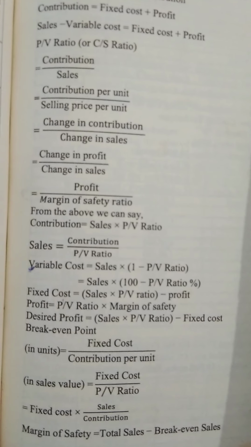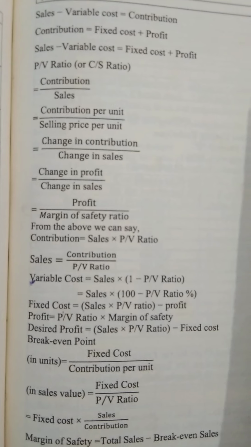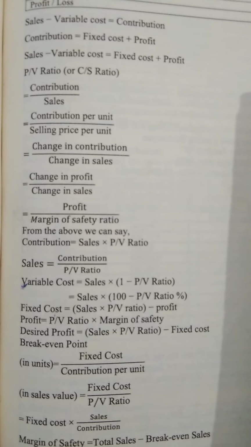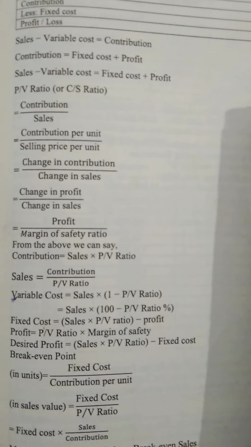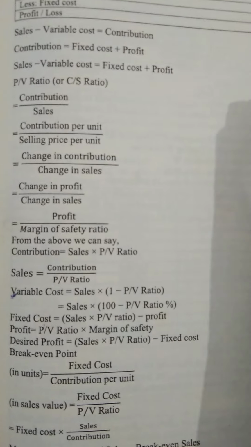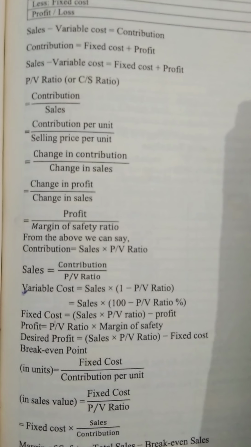Then what we understood is that the profit volume ratio itself has 1, 2, 3, 4, 5 formulas. You must remember all those formulas. Why? According to the question you have to apply your formula. Okay. Next, contribution equals sales into PV ratio.